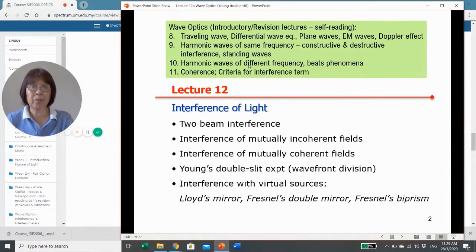In lecture 9, we looked at harmonic waves of the same frequency. When we superpose them, we get constructive and destructive interference, and then we talked about standing waves. In lecture 10, we dealt with harmonic waves of different frequency, which give rise to beats phenomena. And in lecture 11, we explained coherence, because that is important for observing interference fringes. So for this lecture, we move on to two beam interference.